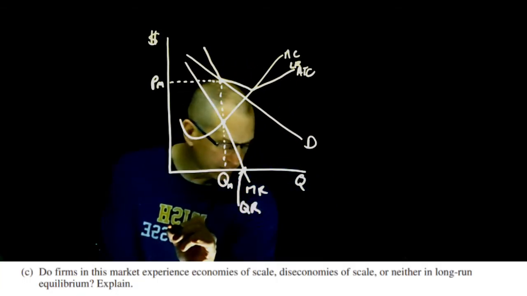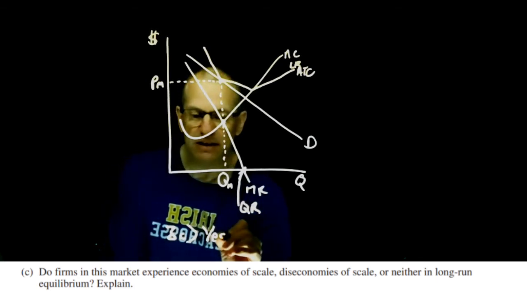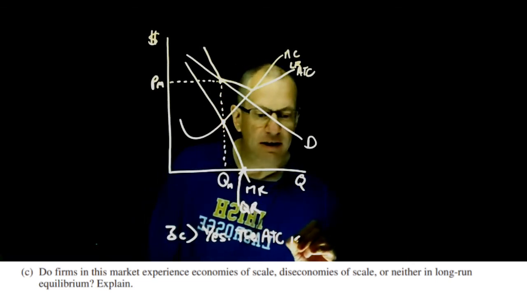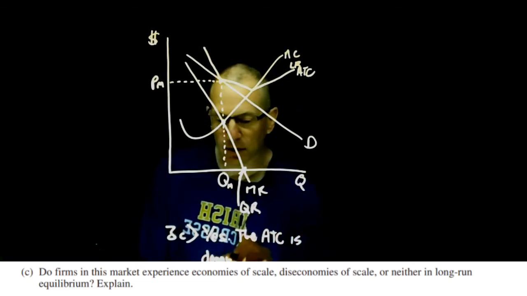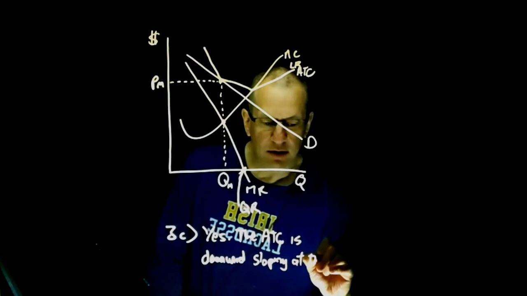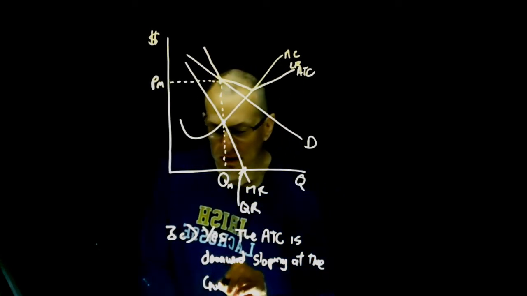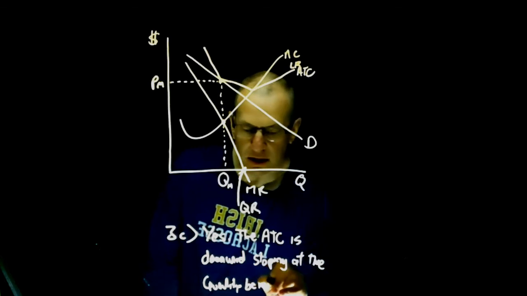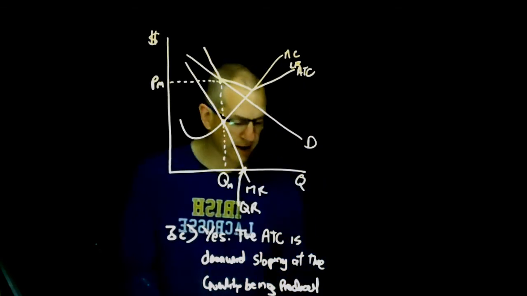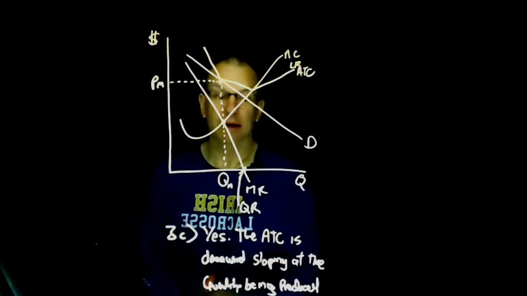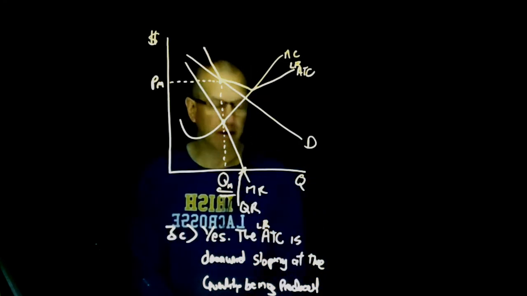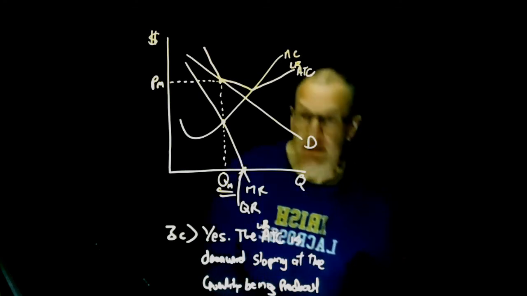So for 3C, yes. The average total cost curve is downward sloping at the quantity being produced. Okay? And keep in mind, that's the long run average total cost curve there. All right, and that's question 2016 number 3.